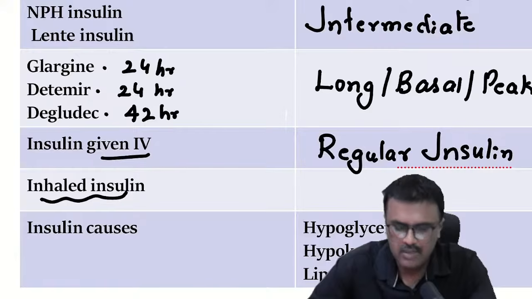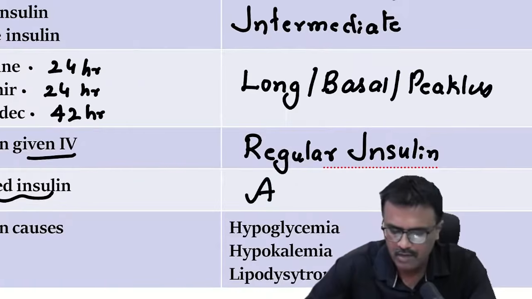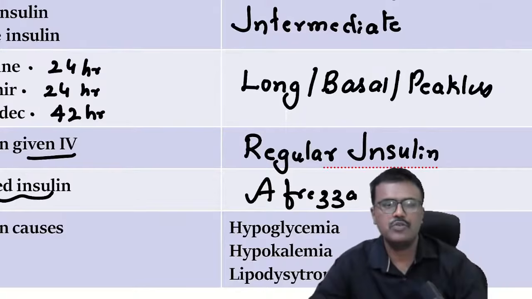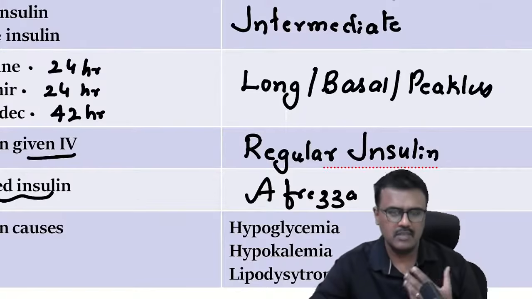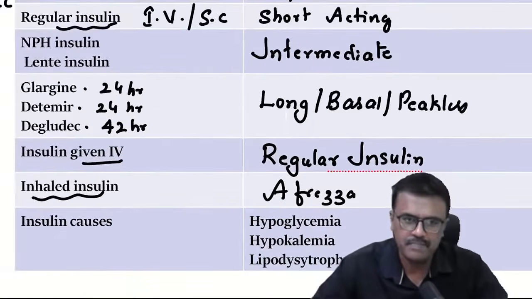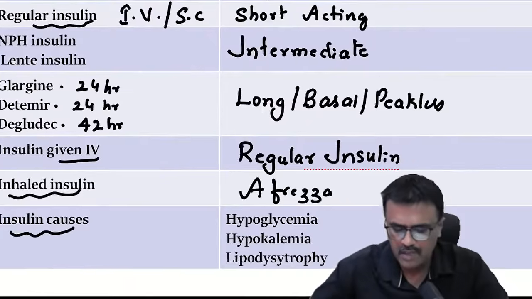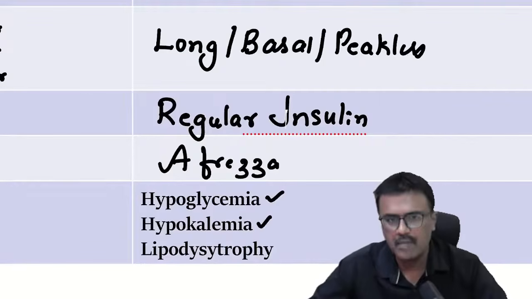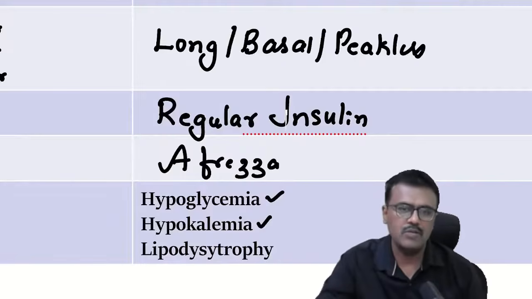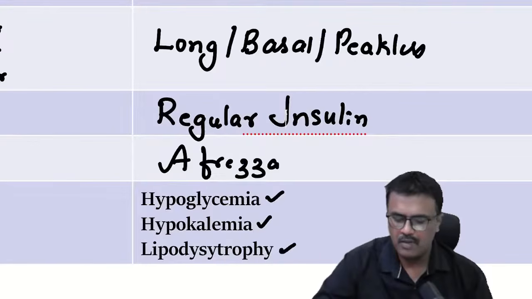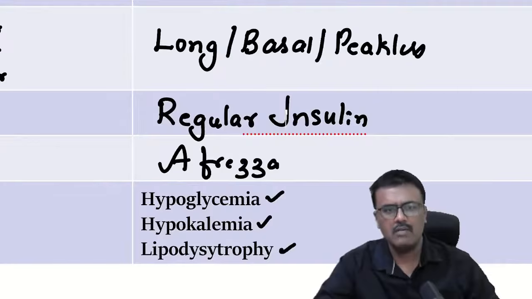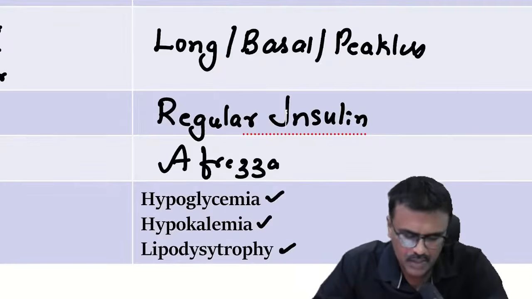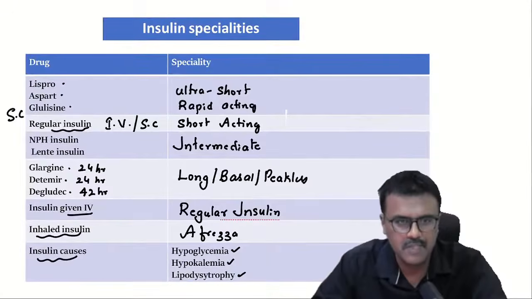What is the inhaled insulin given? The name is called Afrezza. But when you give Afrezza inhalation, you should rule out COPD, lung cancer because it increases the cough in them. What does insulin cause when you give? It can cause hypoglycemia. It can cause hypokalemia. That's why in hyperkalemia we use insulin. Now if you give insulin repeatedly at the same site, it will lead to lipodystrophy. So these are the various insulin specialties that can be asked in the exams.